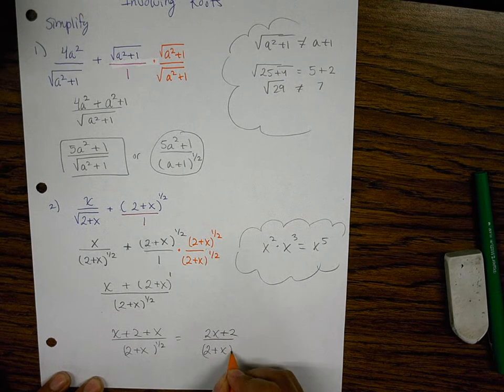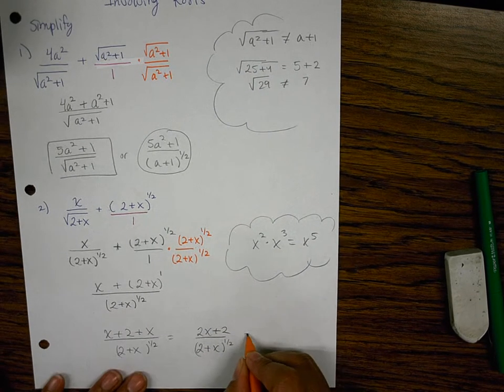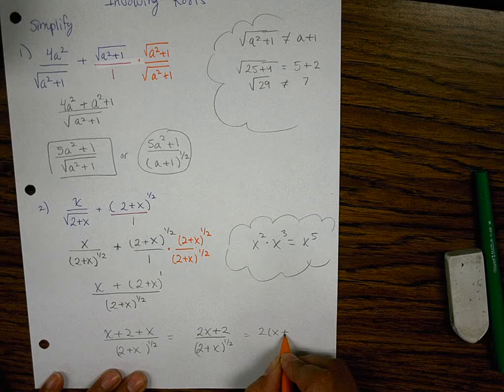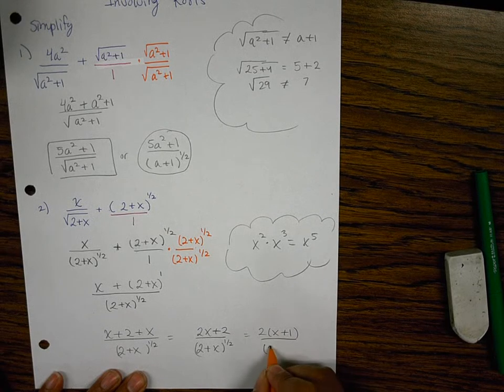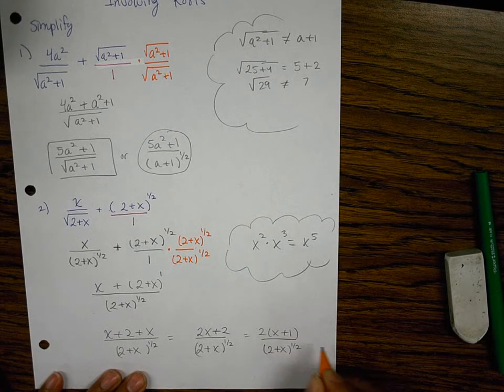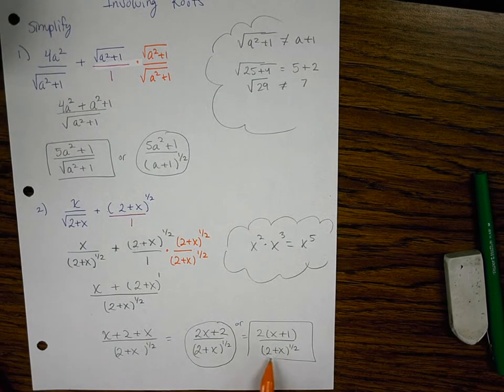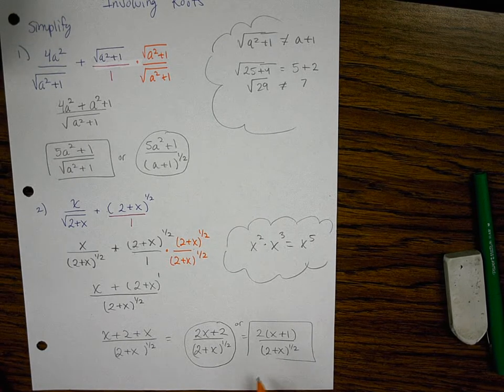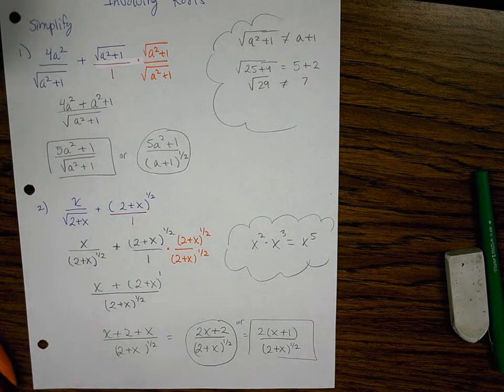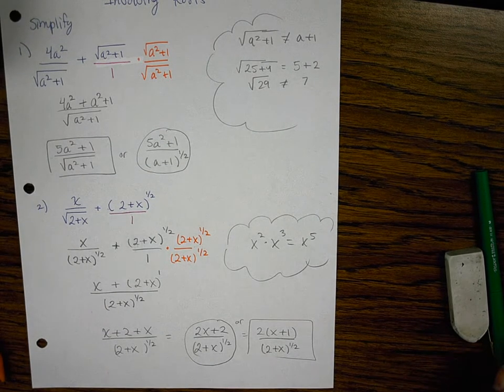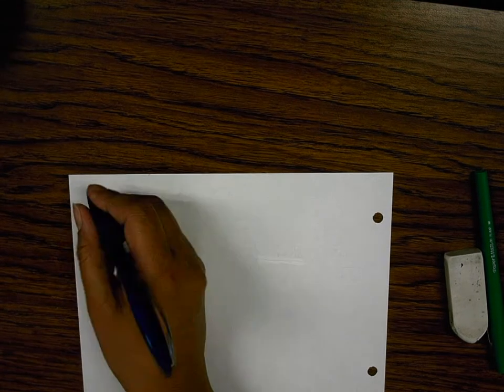All right, 2x plus 2 over 2 plus x raised to the 1/2, GCF. And since the GCF does not allow me to reduce, this answer would have been safe as well. You could even write the bottom as 2 plus the square root of 2 plus x, or leave it like this, totally up to you. That is the answer, either one of these for number 2.